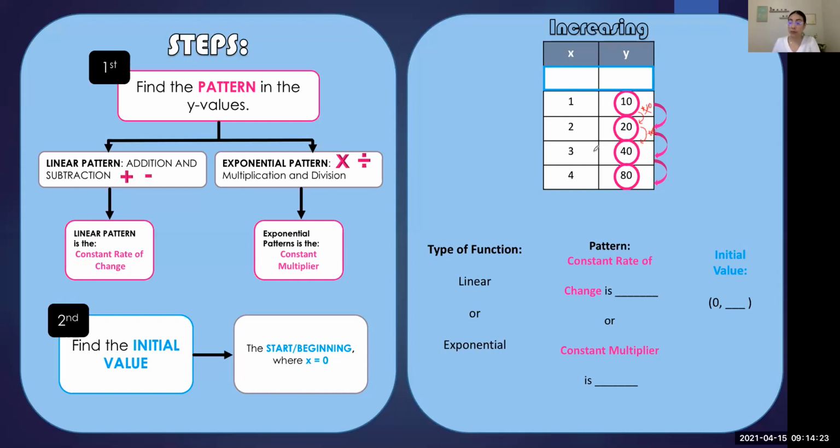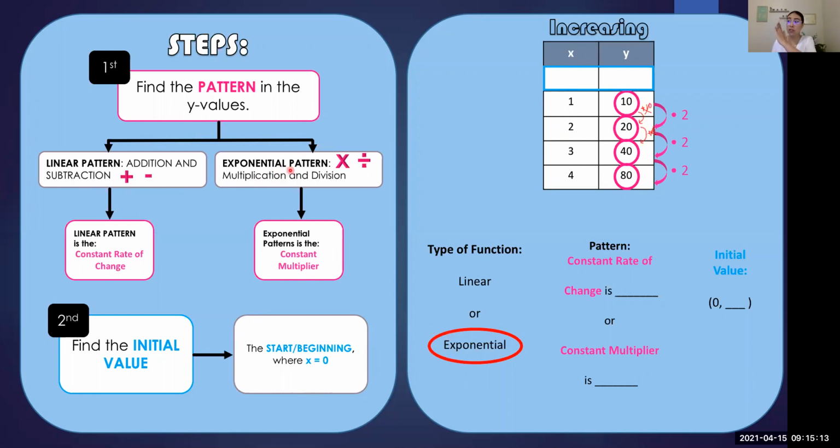So here, we can try multiplying. And I'm going to try multiplying by 2. So 10 times 2 is 20. 20 times 2 is 40. That's working out. And 40 times 2 is 80. So my pattern is consistent. It is the exact same number that I'm multiplying by each time. So now that you found your pattern for the y values, all you have to do is decide, is this a linear function or is it an exponential function? Well, multiplication pattern, here it is. That is an exponential. Yes, good job, Jimena. Exponential. So we circle exponential.